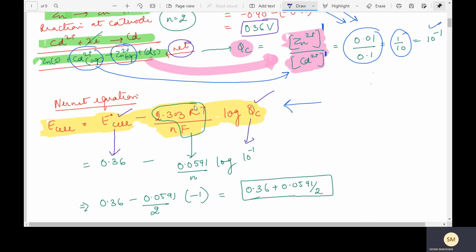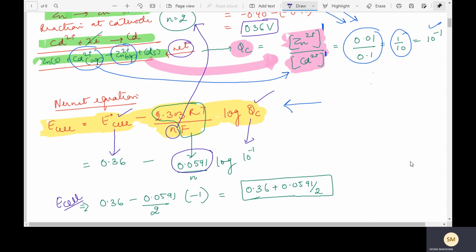Now 2.303 R into T upon F, this value always comes out constant, which is 0.0591. You can ignore the 1, that is up to you. Now substituting all these values to find out the value of E cell, you will have 0.36 minus 0.0591 upon 2. Where did this 2 come from? It is this value of 2 which I am referring to. The number of electrons that you cancelled in obtaining the net reaction is your n factor of the equation. How many electrons were transferred, the value 2 came.